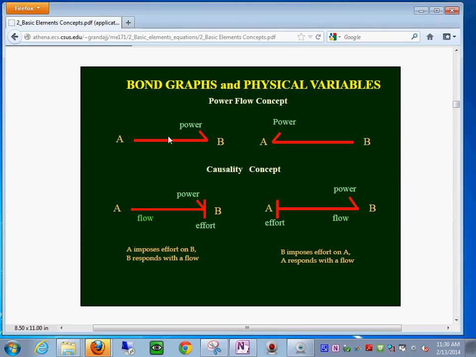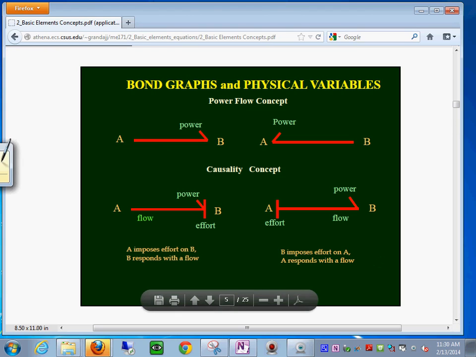Before we do that, we are going to add one more thing to our explanation of the notation. If you have an element A and an element B, if power flows from A to B, we're going to symbolize it with this half arrow here. On the other hand, if power flows from B to A, we're going to have this half arrow indicate that.